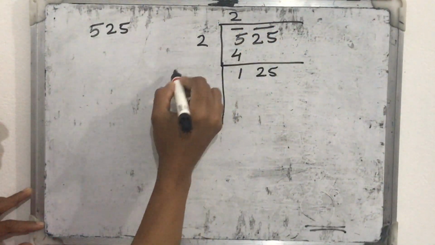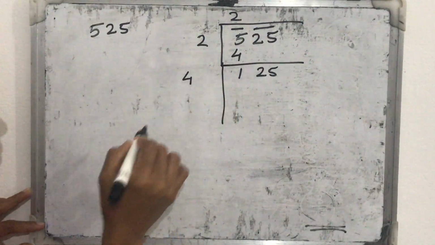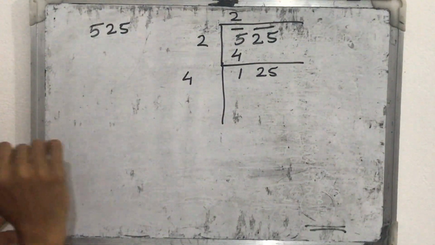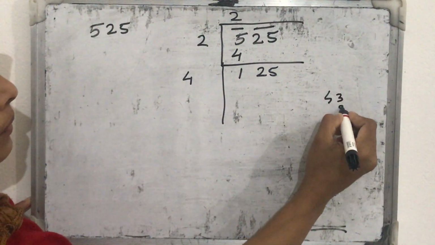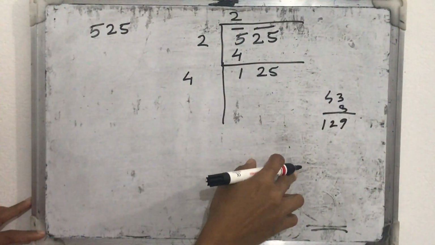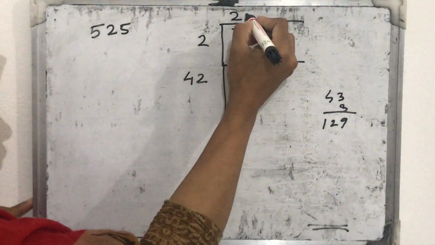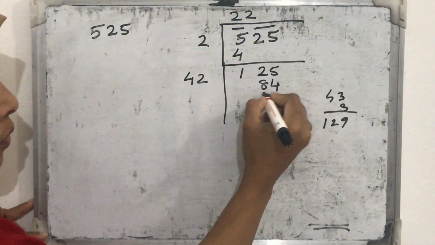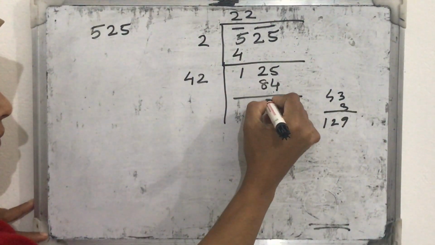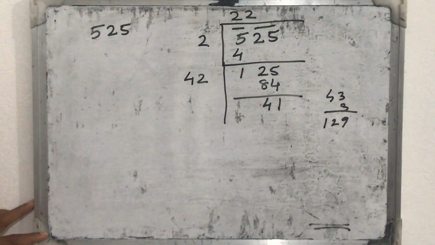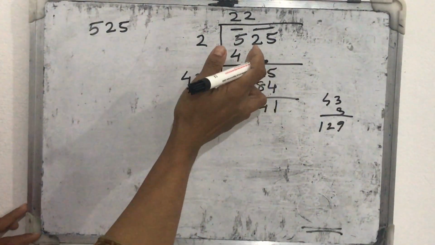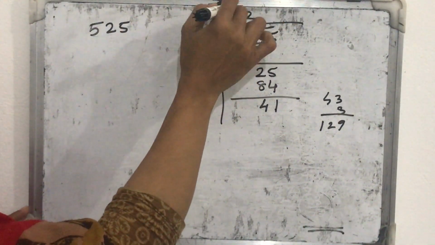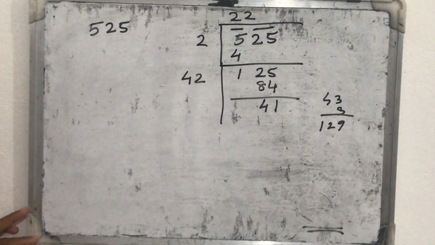Next, double of 2 is 4. And which number should we write to get a number just below 125? If it is 43 into 3, what will it be? 129. So it will be 2. Then 42 into 2, that we know is 84. Then subtract: 41. When we find the square root of 525, we got the quotient as 22 and a remainder 41.